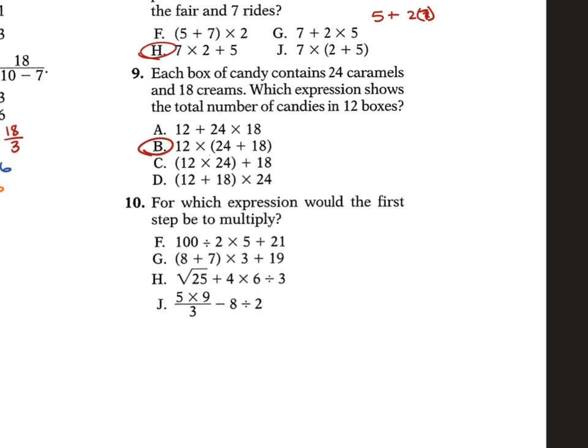10 says for which expression would the first step be to multiply? F, you would divide first. G, you would add first. H, you can do the square root first. And then J would be to multiply first.